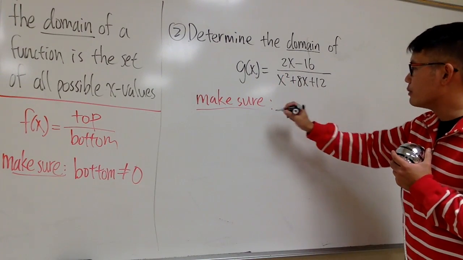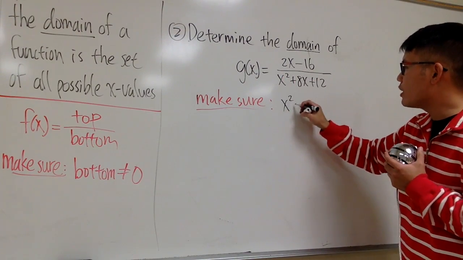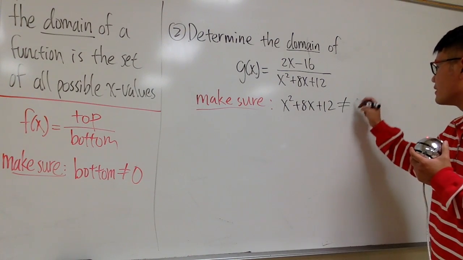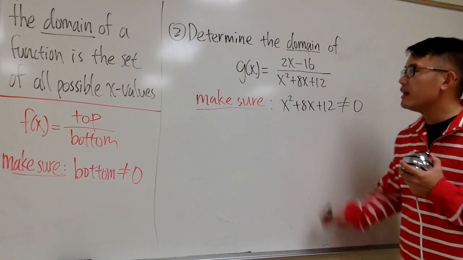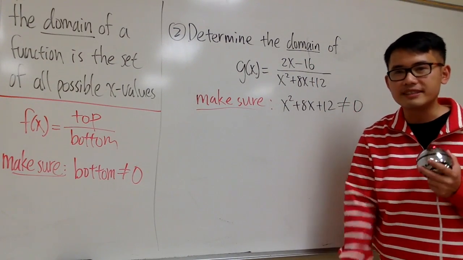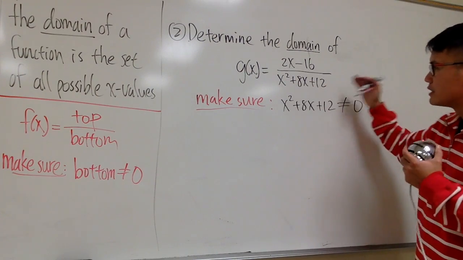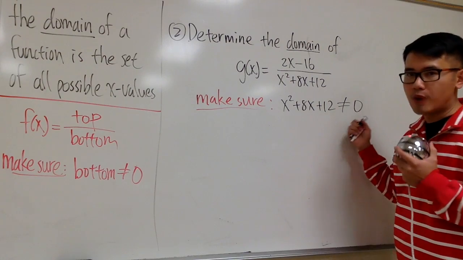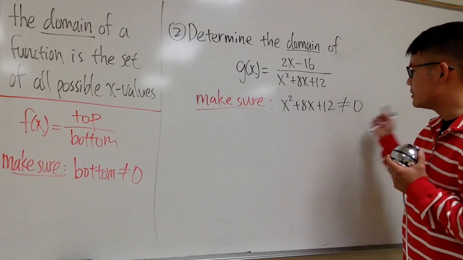So anyways, we are going to make sure the denominator, which is x squared plus 8x plus 12, I don't want it to be 0. The top, if the top is 0, it's okay. We have seen that in the previous example already. If the bottom is 0, the whole thing will be bad, right? So make sure this right here cannot be 0.